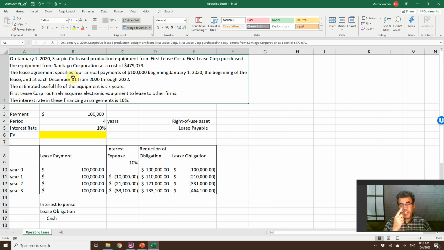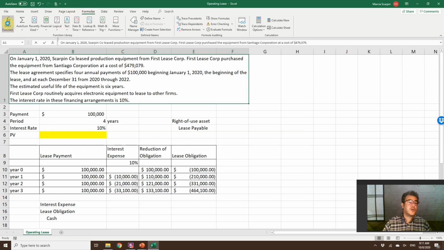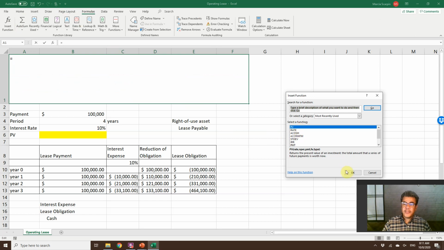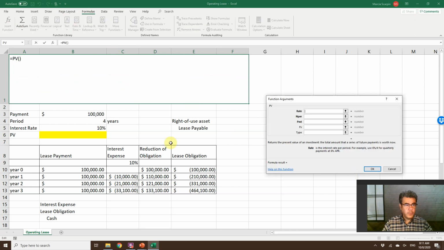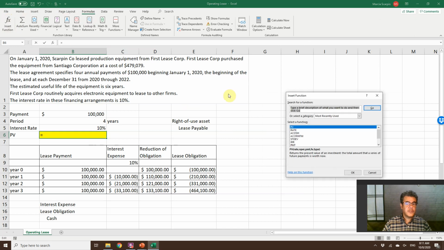First of all, let's check why it is an operating lease. We don't have a bargain purchase option here. Our useful life is more than our payments. And let's check if our present value is quite close to the fair value of the asset. So let's come here, formulas, present value. Whoa, it's not to be here, it's here.